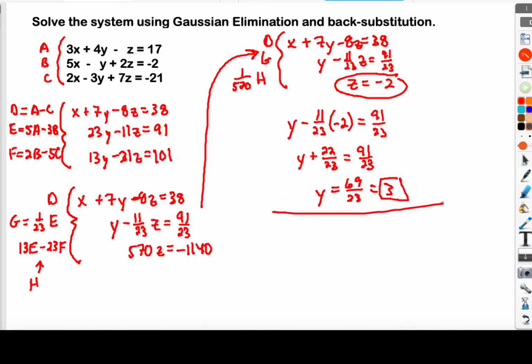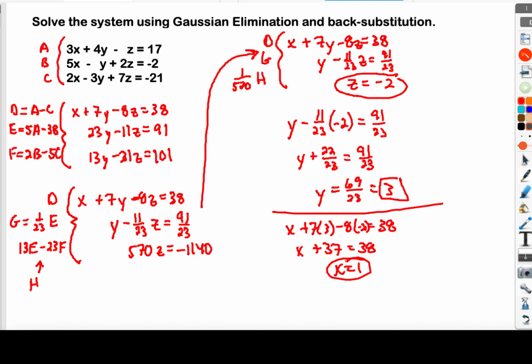And we'll back substitute one more time. You can go back to any one of the original equations, but I'm going to go to equation D right now: x plus 7y minus 8z equals 38. I'm going to plug in the y and the z. So we've got 7 times y, minus 8 times z: x plus 21 minus, or make that plus 16. So 21 plus 16 is going to be 37. And if we subtract, x equals 1.